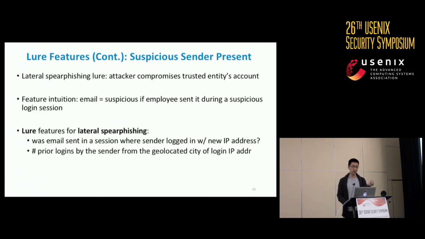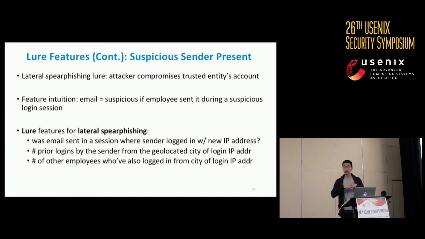If that's the case, we're going to take that new IP address and geolocate it to some city in the world. If it doesn't geolocate to some city, we have some tricks in the paper to use CIDR blocks or ASN mappings to approximate that city. But just assume that the new IP address geolocates to some city in the world. We're going to count how many times this sender has previously logged in from an IP address in that city. The intuition here is how unusual it is, based on this sender's past history, to be logging in from that city. The final feature takes a more global perspective. We're going to take the city that this IP address geolocates to, and count the number of other employees at the organization that have logged in from that city. Okay? Those are a set of features that characterize the lure of a lateral spearphishing attack.